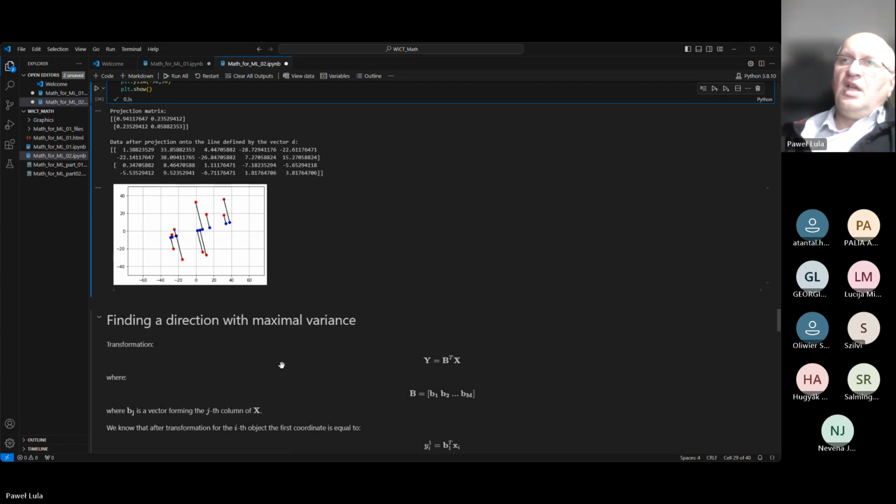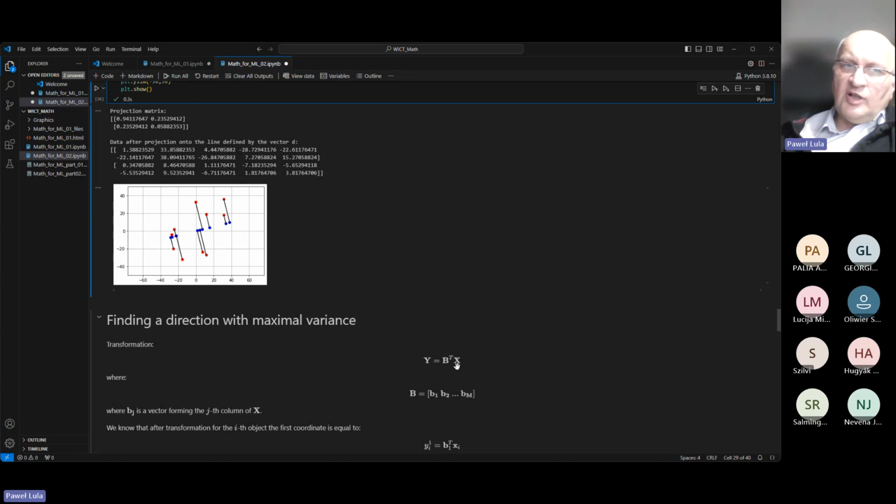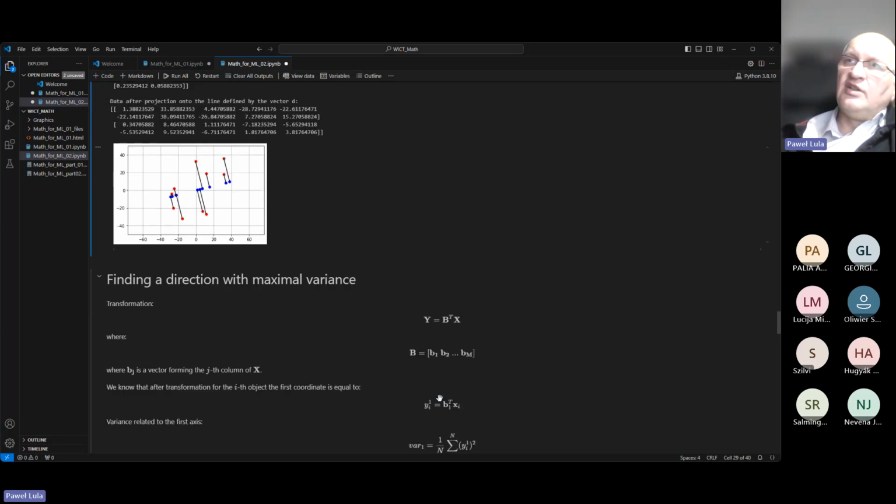So I'm going to perform operations, to perform transformation of my original data set X to this new data set Y, using this transformation definition, which has a form of this matrix B transposed. But this B, it is a matrix with columns which we have here.